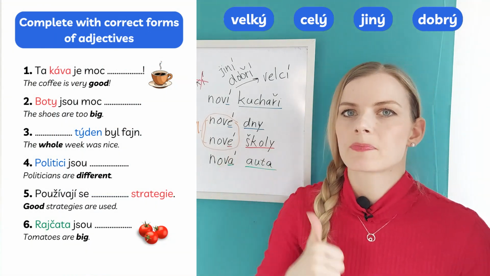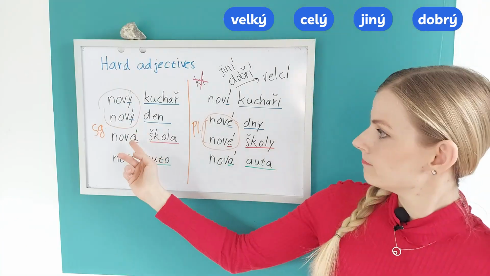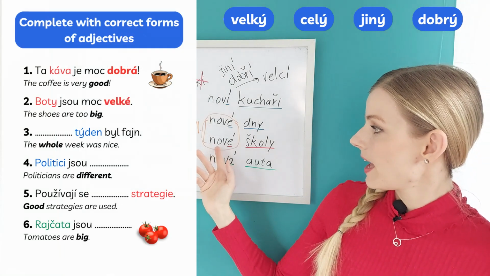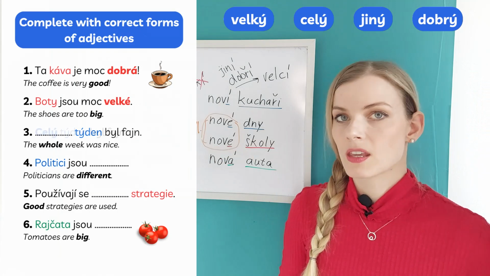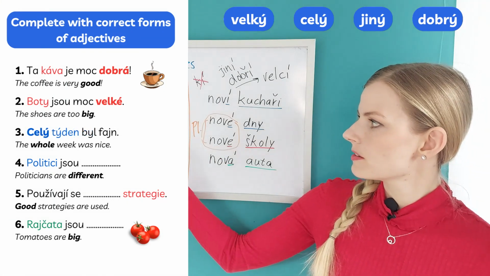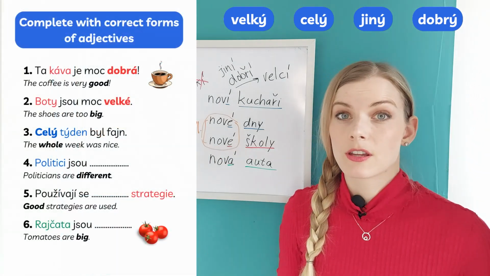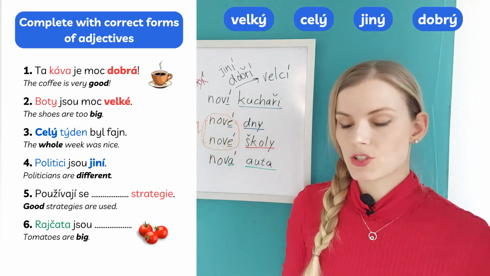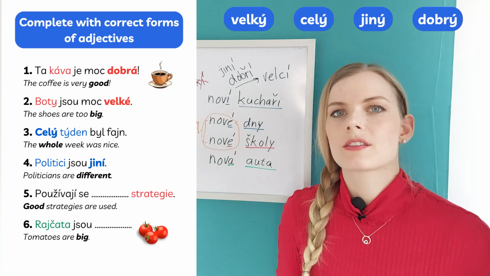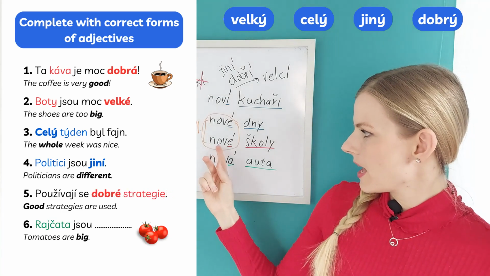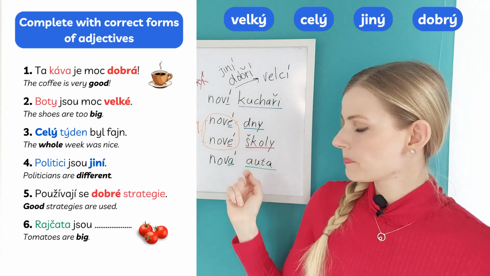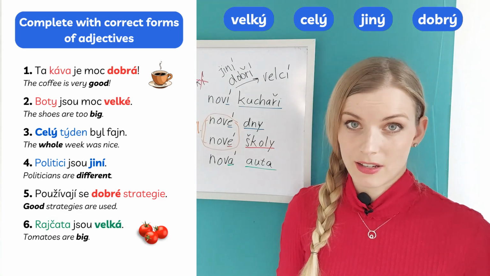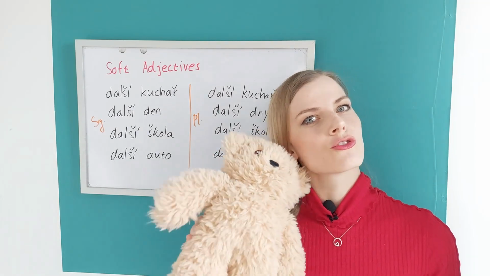Okay. Číslo 1. Ta káva je moc dobrá. Boty jsou moc velké. Číslo 3. Celý týden byl fajn. Číslo 4. Politici jsou jiní. Číslo 5. Používají se dobré strategie. Číslo 6. Rajčata jsou velká. And now it's time for soft adjectives.